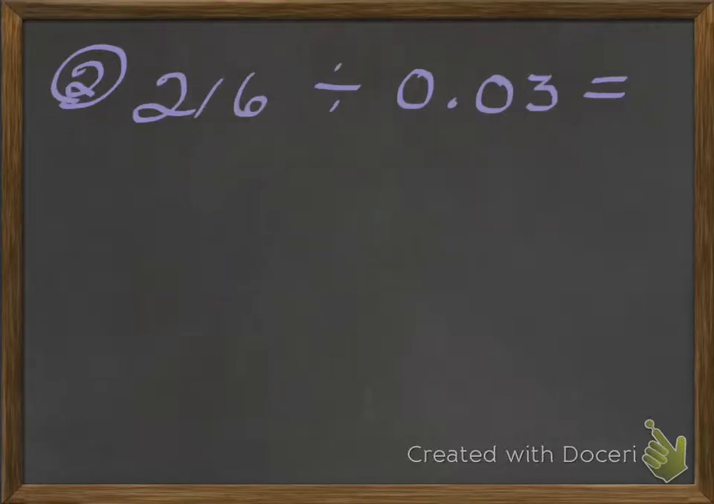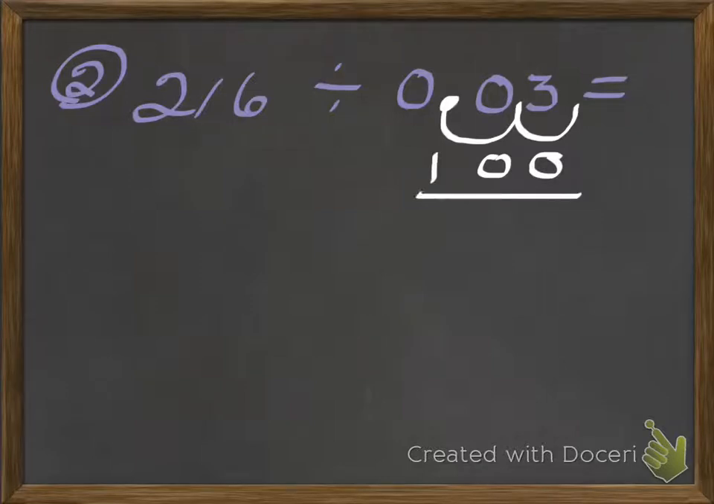Okay? Number 2, I have 216 divided by 0.03. What power of 10 am I going to multiply these numbers by so that this decimal point is at the end or is no longer in the problem anymore? I'm going to move it over 2 spaces. 2 spaces is the same as 2 zeros, which is in the number 100. 100 is the same as 10 to the second power.